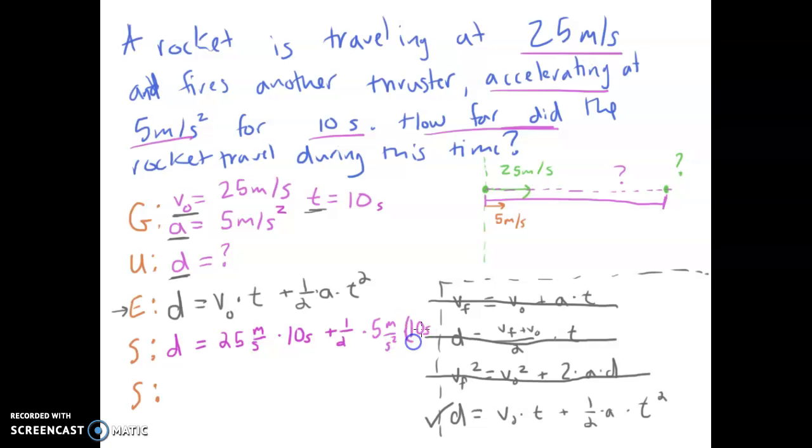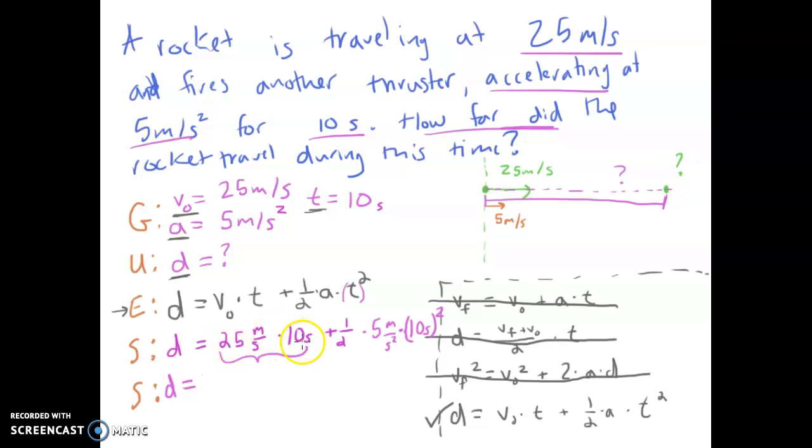10 seconds squared. Okay. And so all I've done here is input what I had for B naught, what I had for T, what I had for A. And notice here, this whole T gets squared, T squared. So even the units get squared. And so we'll start with this first term here.